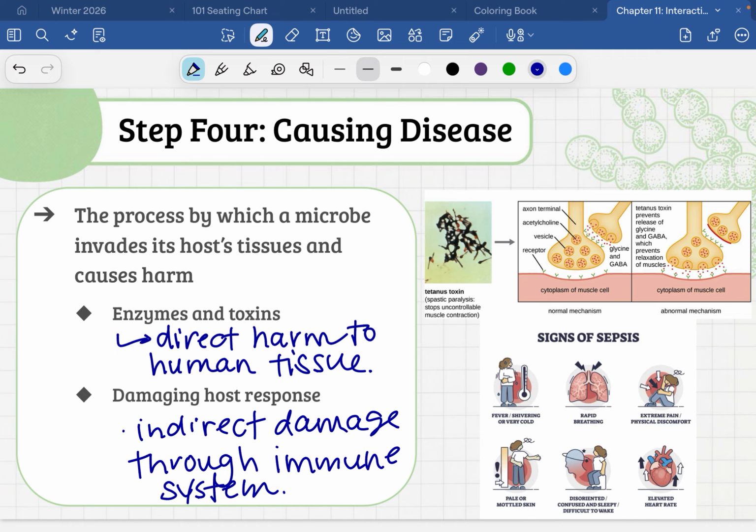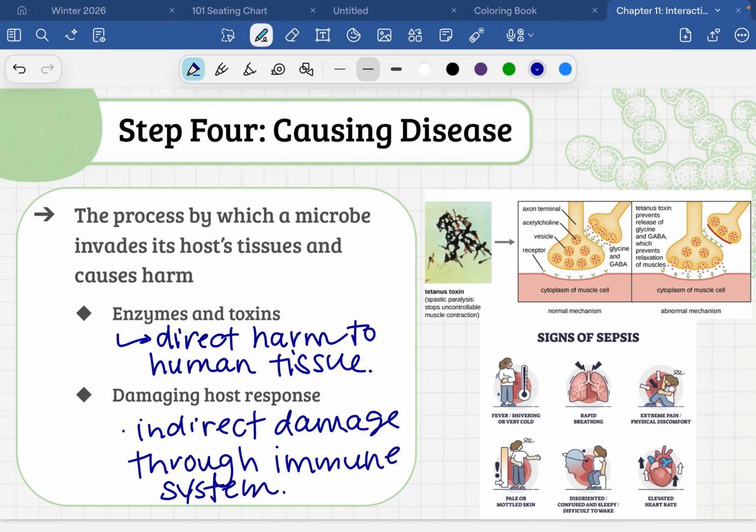Another one, or I guess this is a better example. When you have the flu or any kind of GI bug, you have a stomach bug, what do you do? You throw up, or you have diarrhea, right? That is something that is causing damage to you. It's uncomfortable. It doesn't feel good, but your body's doing that to try to get rid of everything that's in your stomach. It's trying to protect you. So there's this indirect damage that can be caused from your own human responses.